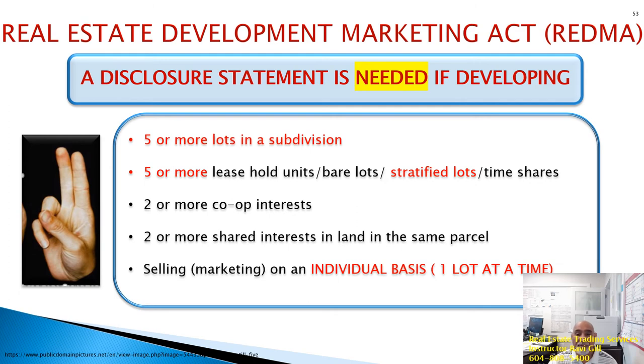If he bought land and now he's going to have 5 lots there, or he's going to have 5 townhouses on that land, or he's going to make a building with 5 units or more, and he sells one at a time, then he has to disclose. If he sells all to one person or one company, he does not have to disclose.